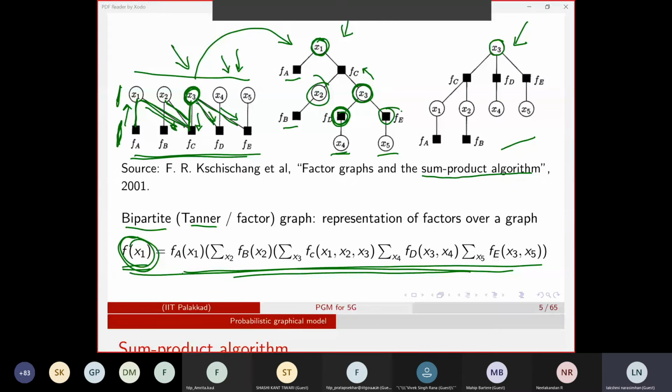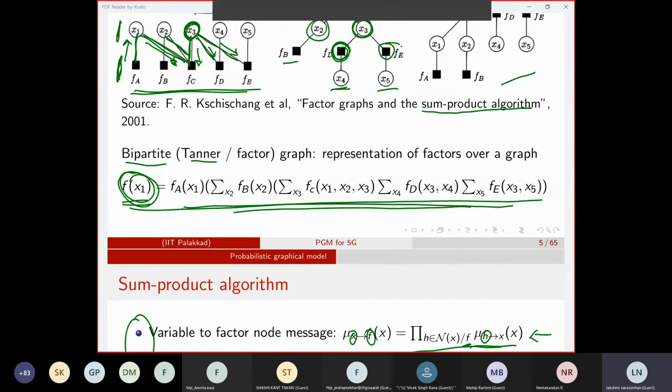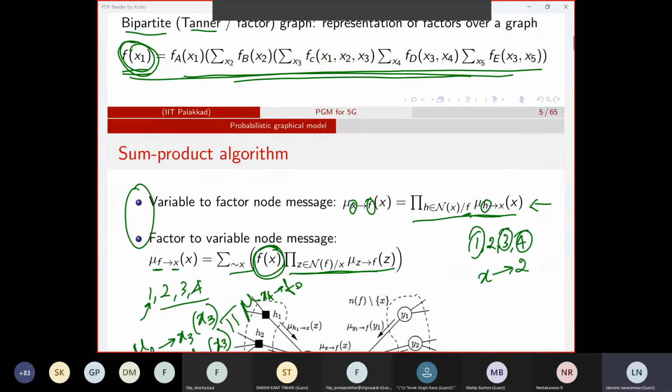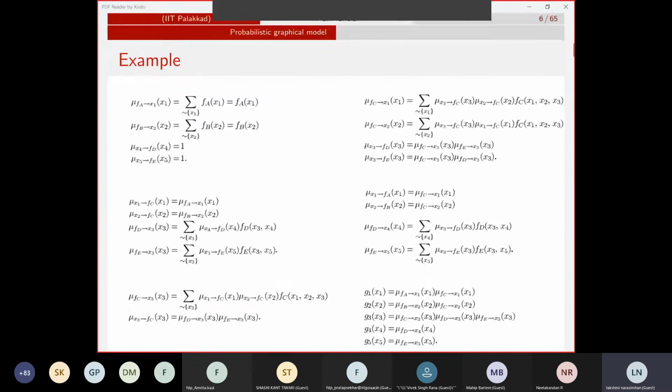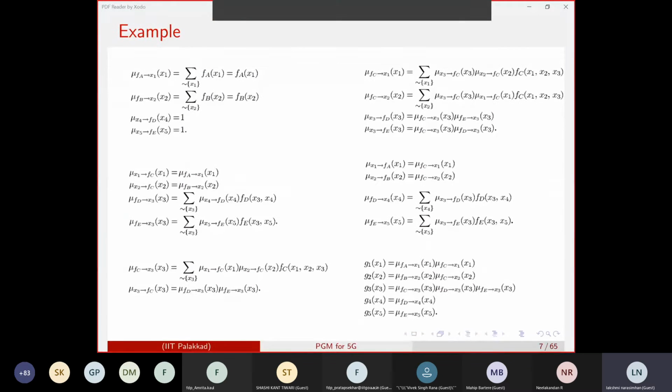And x3 gets the same message from fe as well. And this keeps on going. So here we have a summary of all the messages that we have. So let's see what are these different messages. So we have, I've written out everything, what happens from each node to another node.